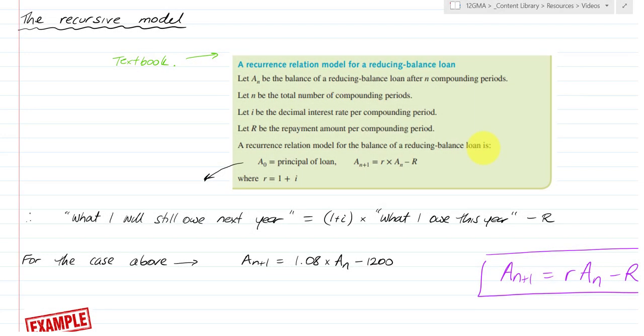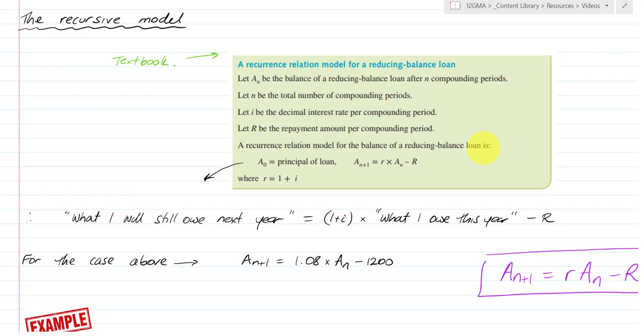Hi and welcome to video 12 in this series on reducing balance loans, which is a component of the loans, investments and annuities topic in Unit 4, Topic 1 of the General Mathematics curriculum. We're going to talk about the recursive model today, which follows on from our previous video on general reducing balance loans and how we can use a spreadsheet to calculate them.